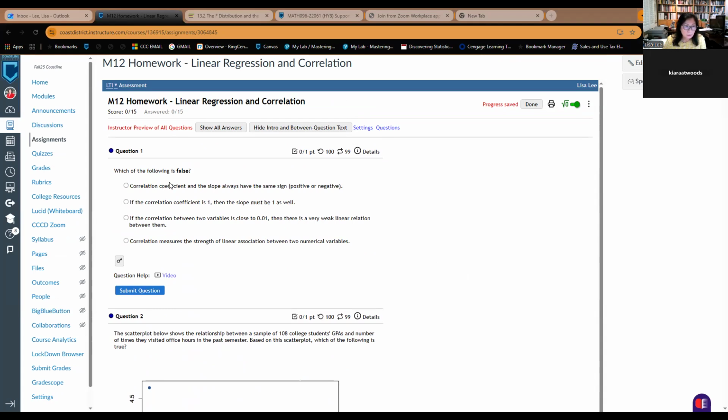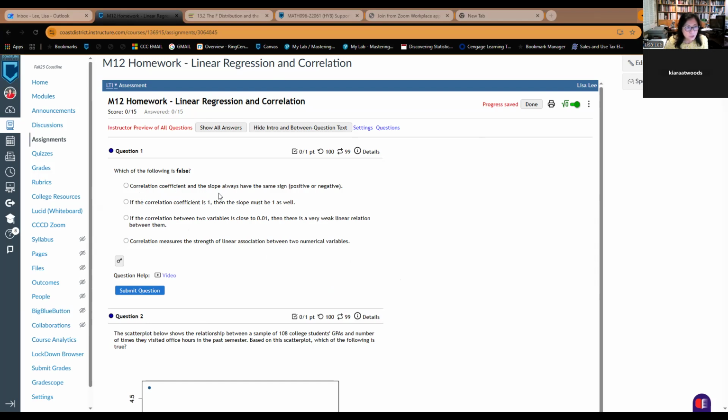Which of the following is false? Can you read it? Yes, I can see the correlation. Not too small, right? Yeah, it's okay. So this concept question is asking which one is false. So we have to see which one is wrong. Don't choose the one which is right, because sometimes we just click the one we think is right.